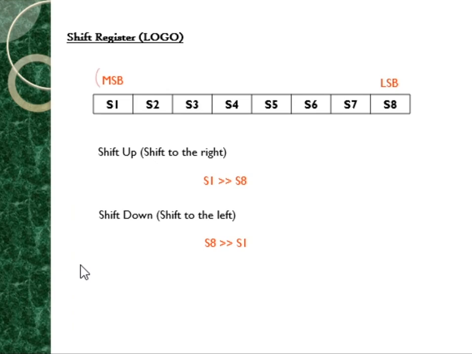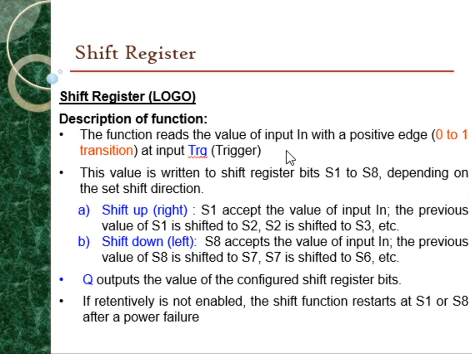So S1 is the MSB, and S8 is the LSB. If you put the direction at 0, it will shift up, or shift to the right, from S1 to S8. If you put the direction at 1, it will shift down, or shift to the left, from S8 to S1. Meaning that during the shift up operation, the first data will be put into this first location. For shift down, the first data will be put here. This is the first location of the shift down operation. This is the process of the shift register in the LOGO.